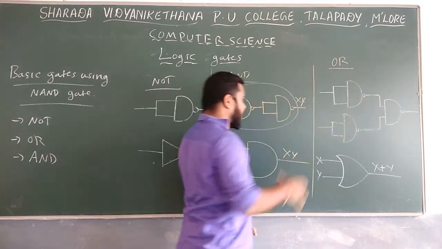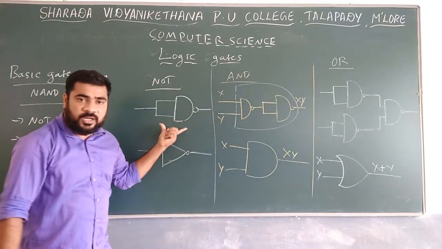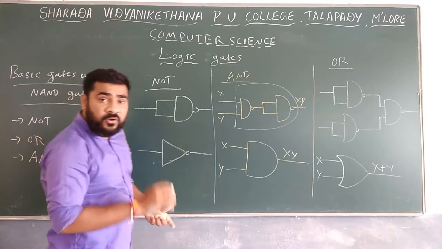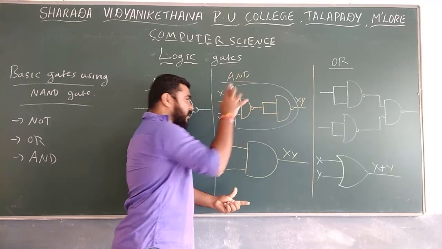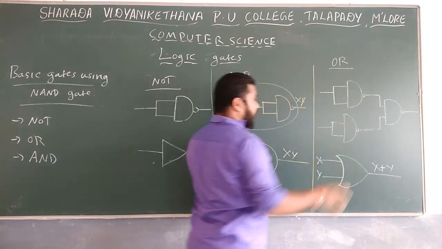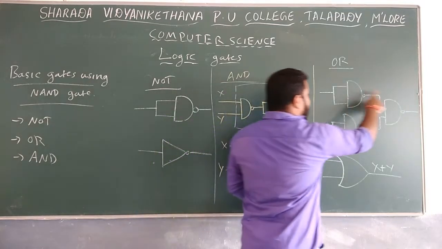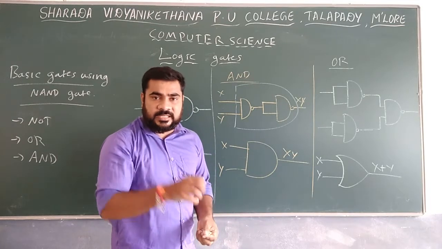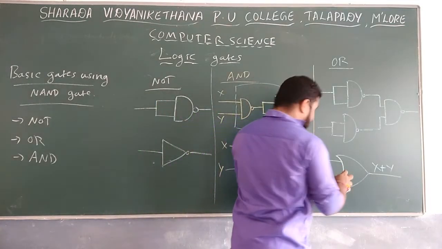How to construct the OR gate, how to construct the AND gate, and how to construct the NOT gate. Remember, for the NOT gate, only one gate is required. But if you want to construct the AND gate, these two gates are required. And if you want to construct the OR gate, these three gates are required. These three gates as a single unit produce the output x plus y.